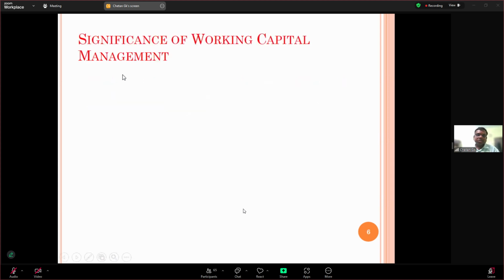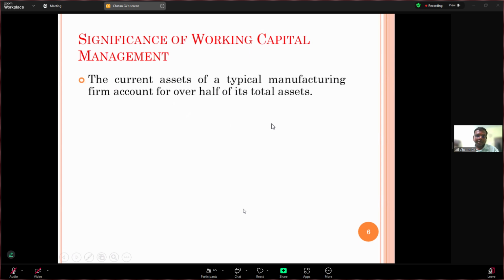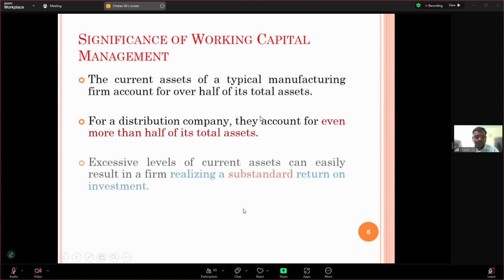Okay, significance of working capital management. The current assets of a typical manufacturing firm account for half of the total assets. For a distribution company, they account for even more than half of its total assets. So for some companies, like a supermarket, or an agency where you are a super stockist, more than half of your assets are going to be your current assets only.